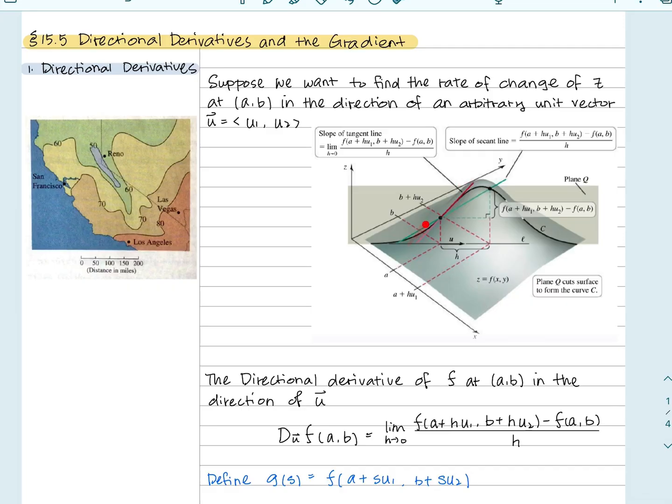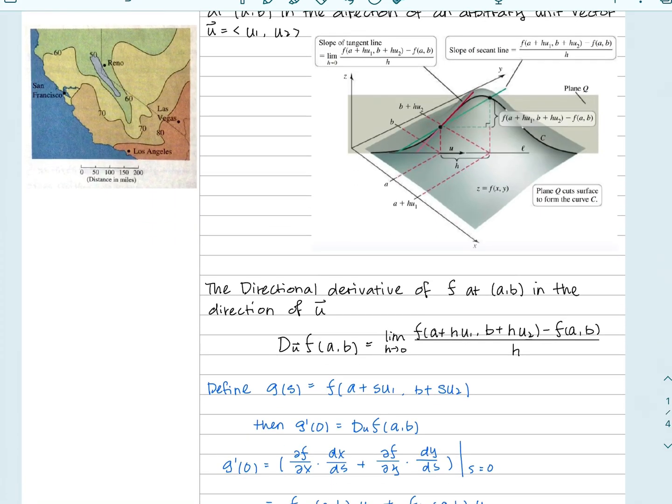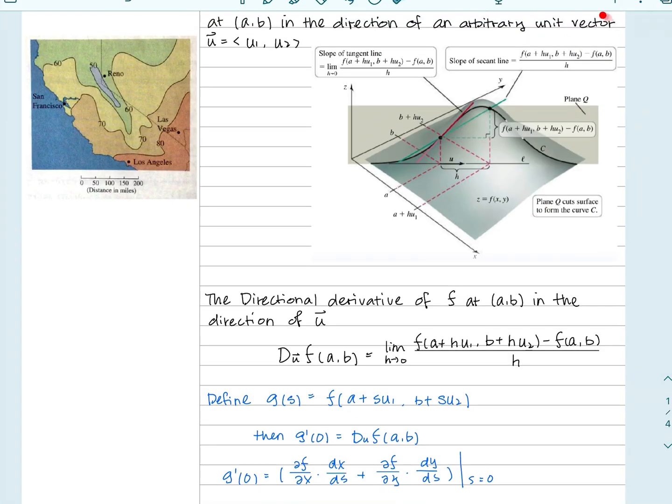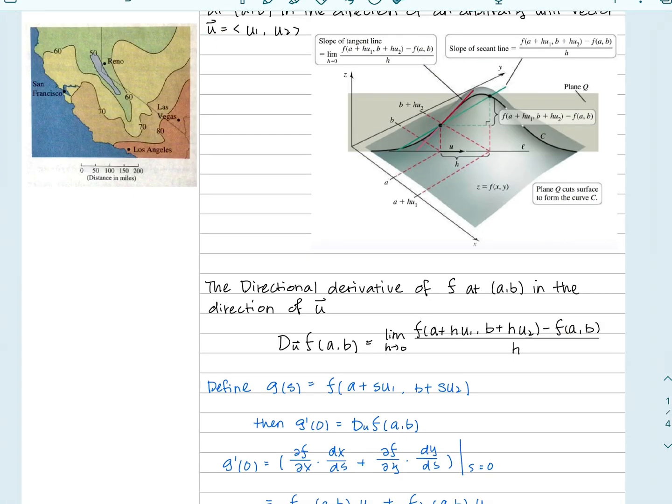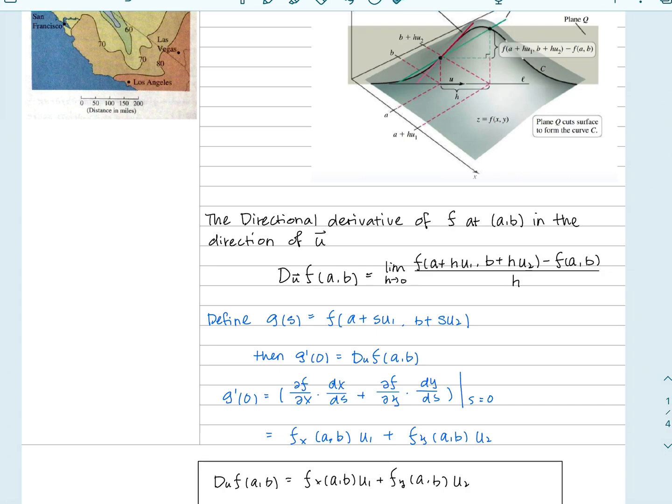And now the slope of the tangent line. The only thing we need to do is let the parameter h approach 0. Then you can see the two points are getting closer and closer. That's a tangent line. So the definition of a directional derivative is f of a plus h u1, b plus h u2, so we change both x and y at the same time in the direction of a unit vector u, where u is the direction, minus f of a, b, over h. When h approaches 0, that gives the instant rate of change at the point a, b.